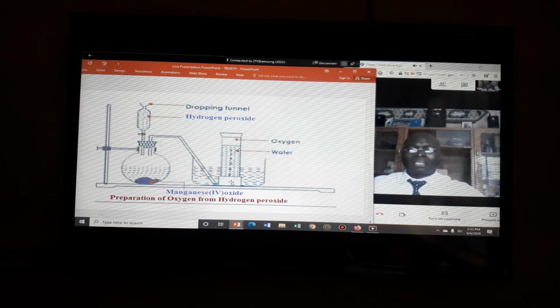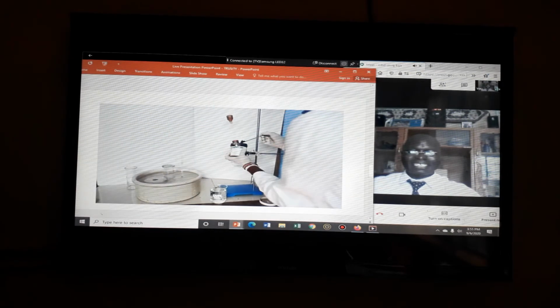Of course, we were using hydrogen peroxide. This hydrogen peroxide is the one that we are going to pour through the dropping funnel. Then we shall open the tap of the dropping funnel. The hydrogen peroxide will move and be decomposed by the manganese(IV) oxide, and then we shall produce our gas, and the gas will be collected right here, which is oxygen gas.